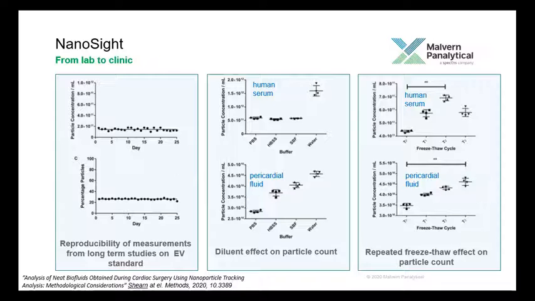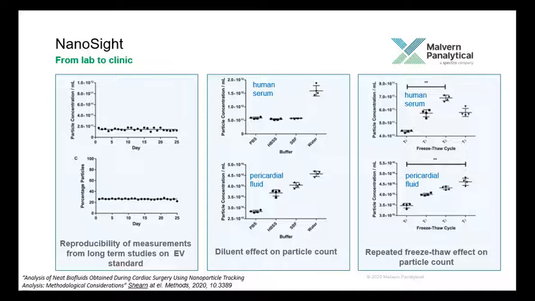NanoSight from lab to clinic. The recent paper by Schön discusses the best practices for NanoSight NS300 analysis of clinical samples, neat serum, and pericardial fluid prepared from patients undergoing cardiac surgery and from healthy controls.